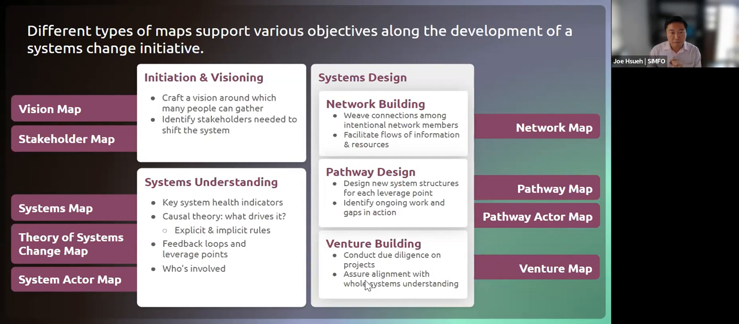So for today's following sharing, we want to share 3 types of maps. One is for system understanding, how we use the map to build system understanding with the stakeholders. We will share a pathway map, how when a solution comes out, we use it to design the solution. And then also a venture map. Those are the 3 that we will share.